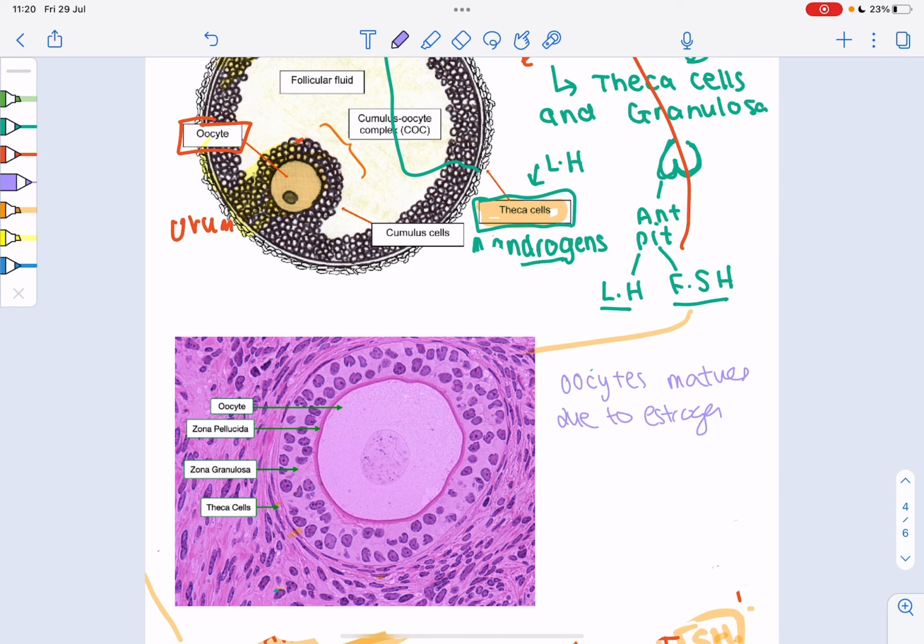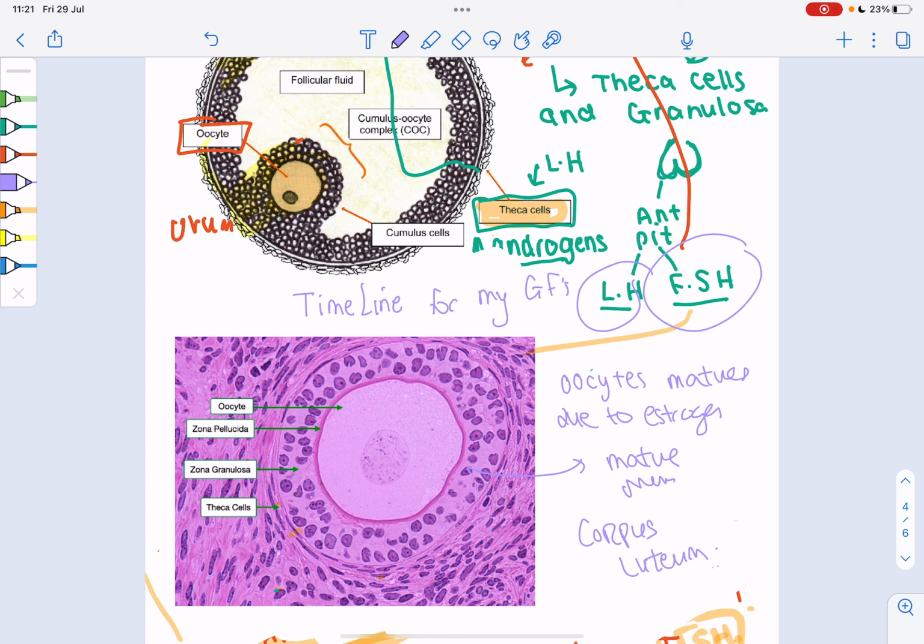Once the oocyte matures into a mature ovum and it's expelled, we are left with something called the corpus luteum. Just a quick one, if you can't remember which cells of the ovary are acted on by which hormone, just remember timeline for my girlfriend's ovaries. So TLGF. It's kind of sad. So T is for the theca cells are acted on by luteinizing hormone, and G for the granulosa cells are acted on by the FSH.